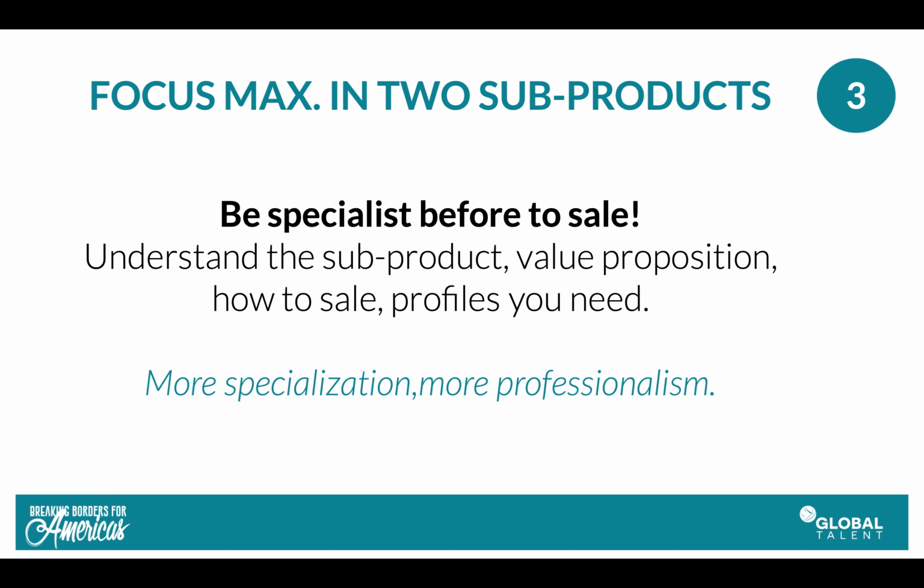Tip number 3 is to focus on a maximum of 2 subproducts. Be a specialist before you sell. Understand the subproduct, the value proposition, how to sell, and the profiles you need. More specialization means more professionalism. I know that maybe you want to sell the 8 subproducts, but if you are specialized in 1 or 2 maximum, then it will be easier to talk with the company about why it's important to have GT in their companies. So please understand the subproducts and then recruit for that.